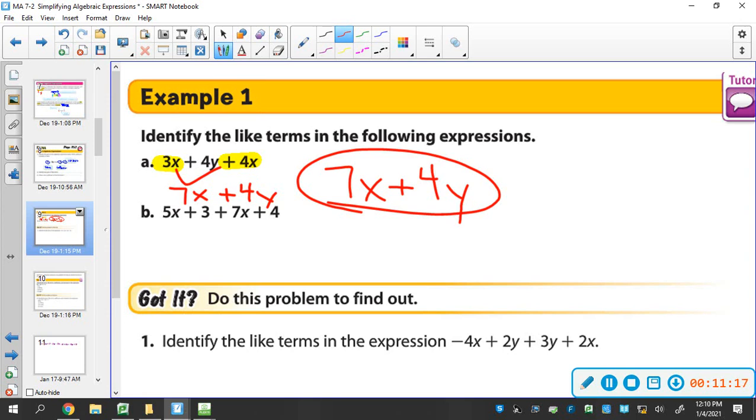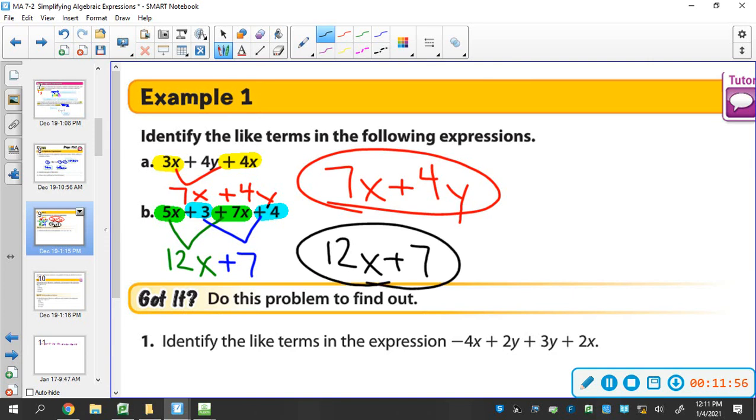Okay. The next one, like terms. I can combine 5x and 7x. I also can combine my constants of 3 and 4. So 5x plus 7x, well 5 plus 7, you can just think about the coefficients here. 5 plus 7 gets you 12, so you have 12x. And then your 3 plus 4, that gives me a positive 7. So my answer on this one would be 12x plus 7.